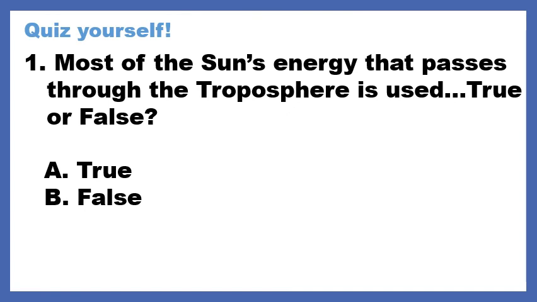All right, let's do a little true false before I leave you. So most of the sun's energy that passes through the troposphere, that's the layer of the atmosphere that is closest to Earth, is used. True or false? If you were paying attention, I'll give you 5 seconds. 5, 4, 3, 2, 1.